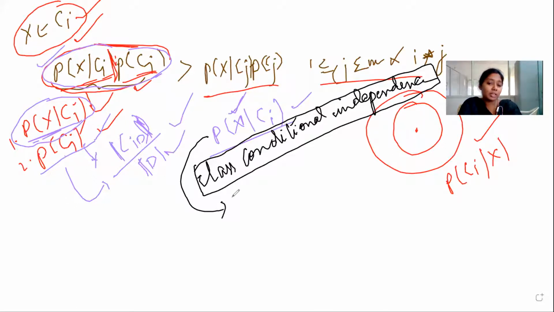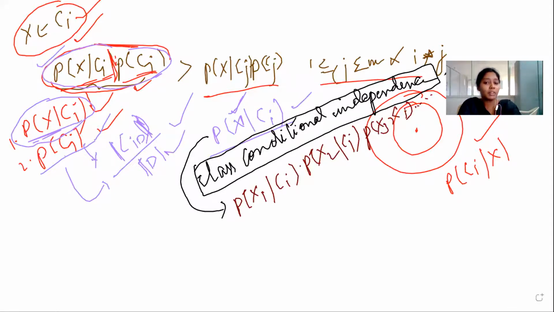So it can be expanded like this. It can be obtained like this: P of X1 given Ci, into P of X2 given Ci, into P of X3 given Ci, and so on. So the value of the posterior probability of the tuple given Ci can be obtained in this way. That means we need to calculate the posterior probability of each attribute value, and multiply all the values, and we get the posterior probability of the tuple given the class.